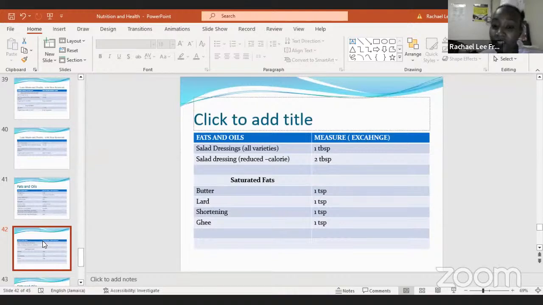And it mentions here salad dressing, you need to use 1 tablespoon. And if it's salad dressing with reduced calorie, then you can use 2 tablespoons. So of course here, you're concerned about your calories, because we know what having too many calories can amount to. Now, if we notice here the saturated fats, these are the bad fats. So we have our butter, our lard, our shortening, and our ghee. You don't need more than 1 teaspoon for all of them, because saturated fat is a contributor to heart disease.